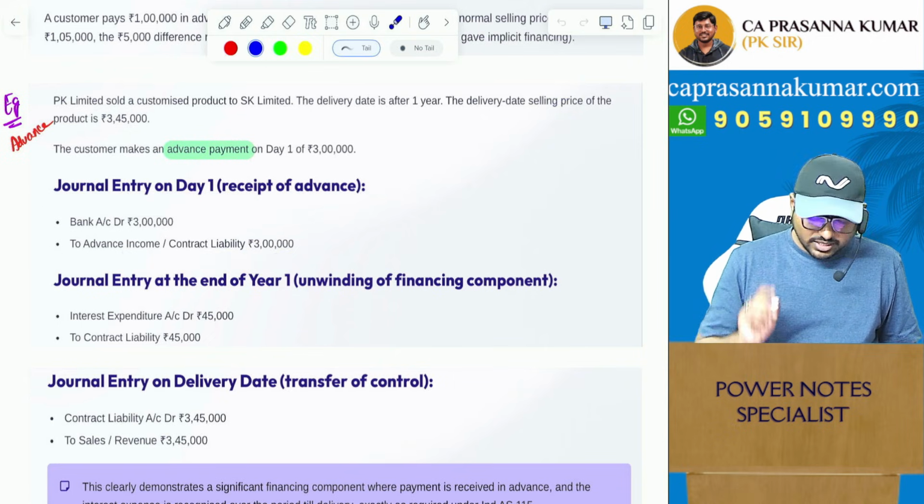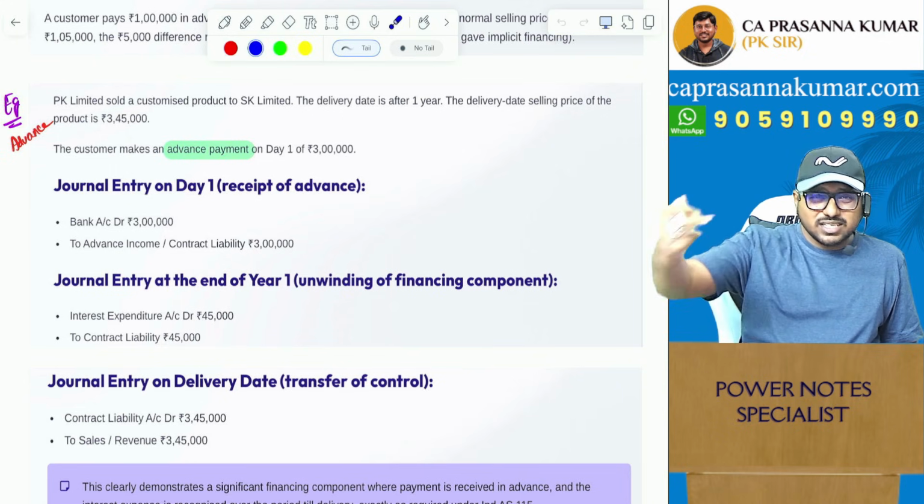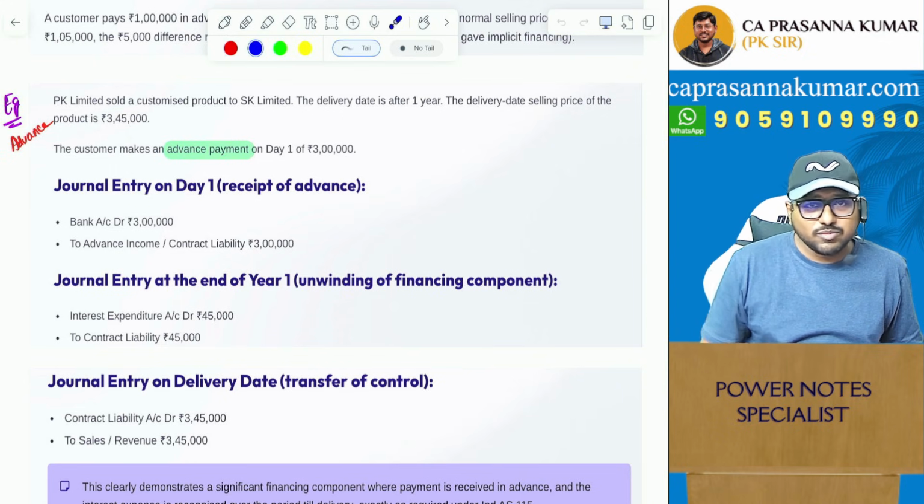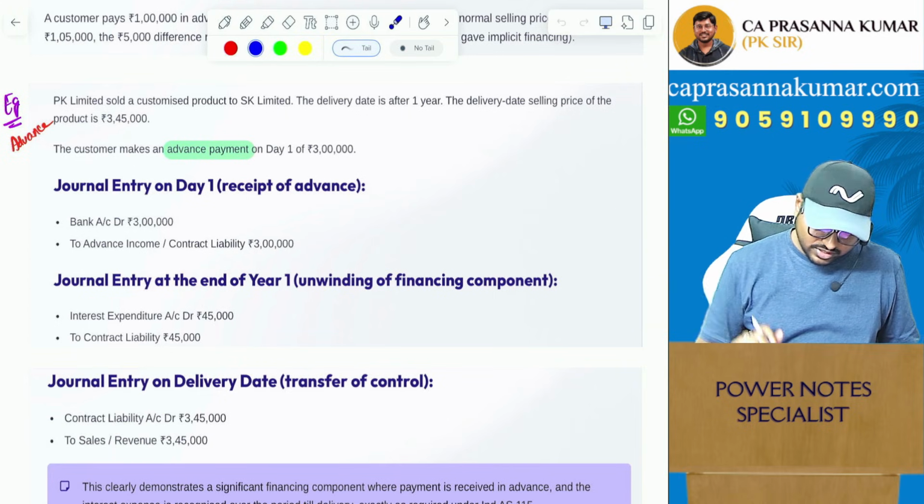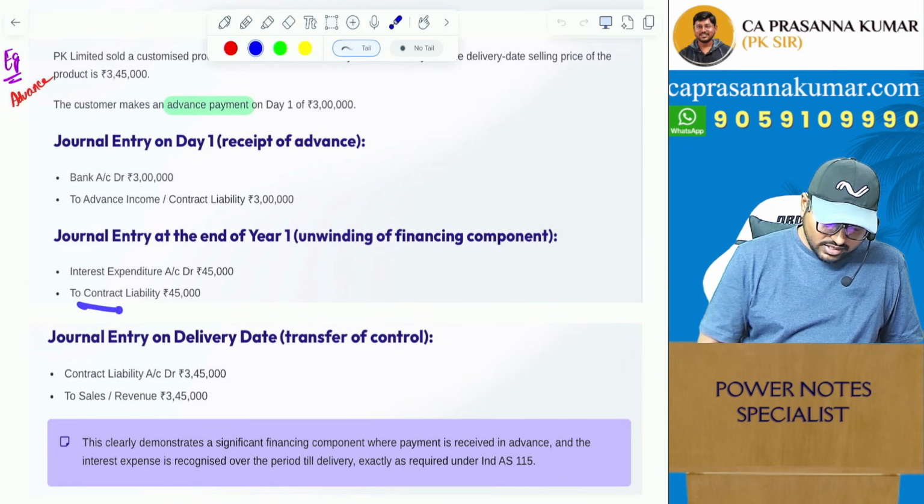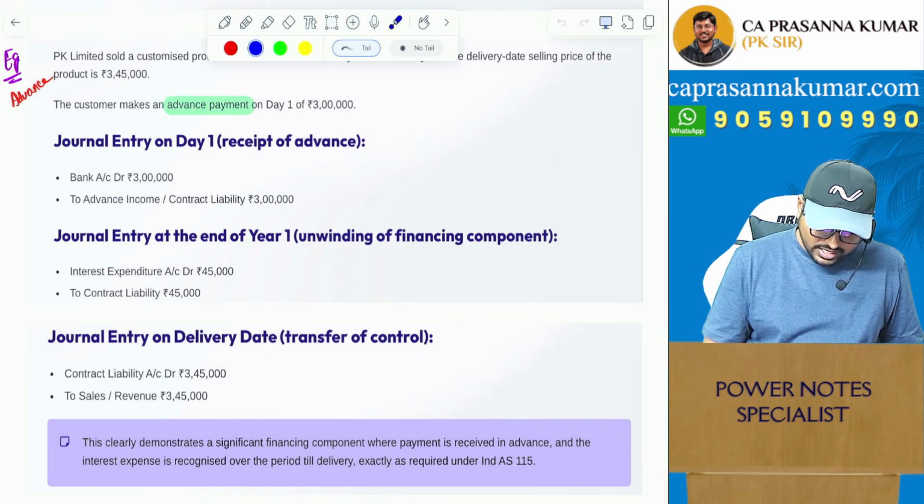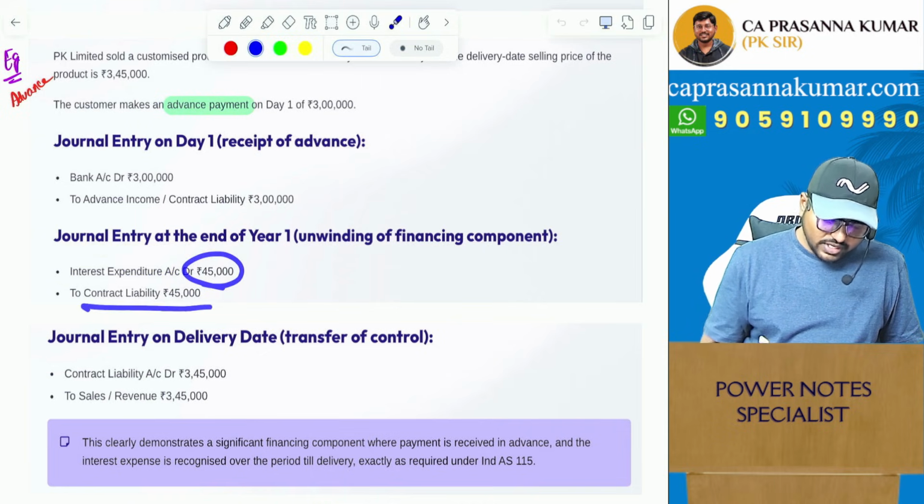But you received the money. Because the customer has financed you, you have to pay interest to the customer, which will be an interest expenditure. So to that extent, increase the contract liability. Interest expenditure is an expenditure. Obviously, debit that 45,000 to interest expense and credit contract liability 45,000.